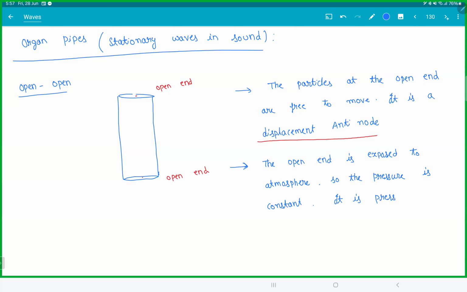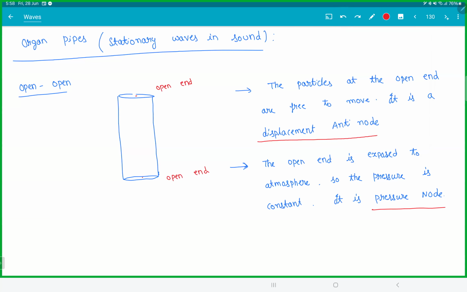So, if someone asks you what is an open end, the first question you should ask is, are you talking about pressure or are you talking about displacement? Generally, people talk about pressure, but you have to be careful. The same thing can be an antinode or a node depending on which property you're studying. And we have seen last time also that displacement and pressure were out of phase by 90 degrees. When this is maximum, that is minimum, vice versa. So that is what is happening there.